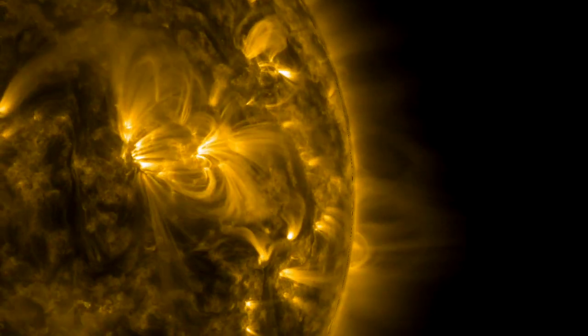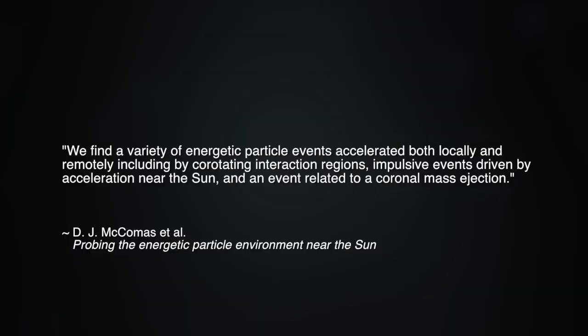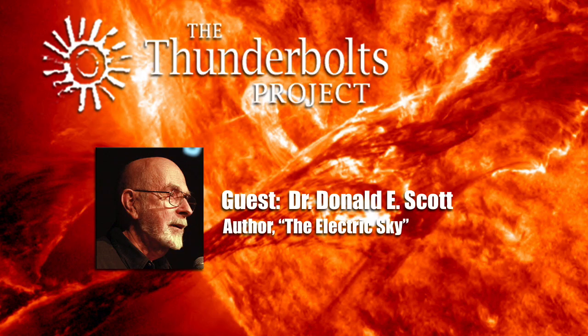They said instead, quote, "We find a variety of energetic particle events accelerated both locally and remotely, including by co-rotating interaction regions and impulsive events driven by acceleration near the Sun, and an event related to a coronal mass ejection," unquote. But they use the word co-rotating, and I wonder if by using the word co-rotating, did they actually mean counter-rotating? Nothing more was said, so we'll have to wait to see what they have discovered. But everything that they have discovered is certainly explainable by Birkeland currents.